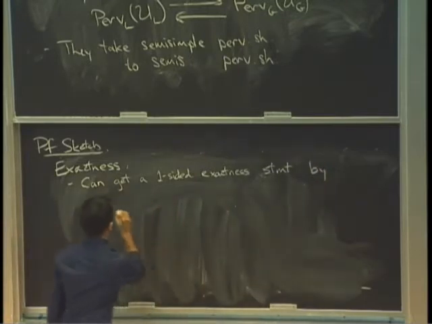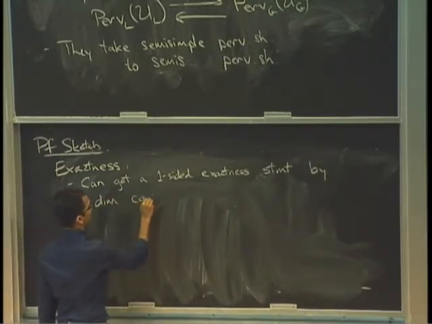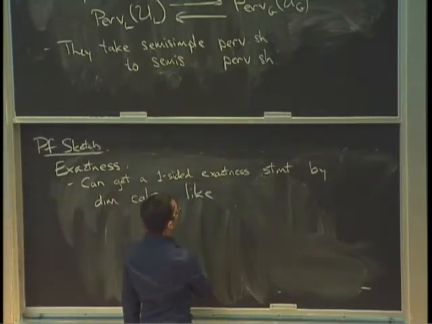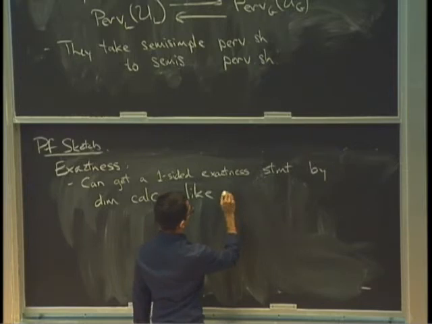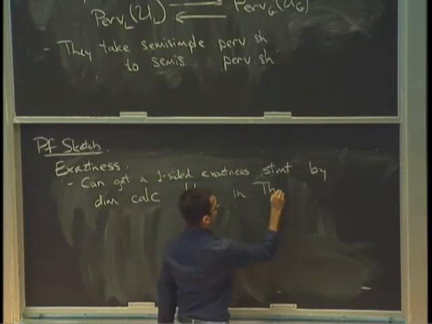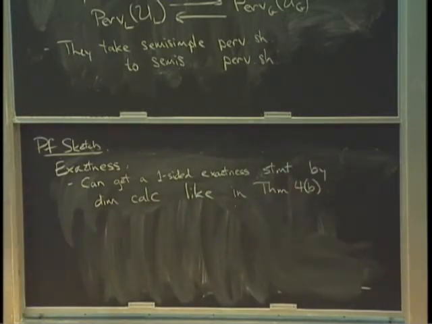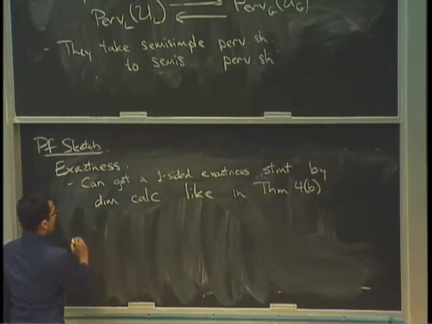By doing dimension calculations. Yesterday I told you that theorem 4 really comes down to dimension calculations. So you can do a one-sided exactness statement by doing dimension calculations, like in theorem 4b from yesterday. And you can guess which way the one-sided thing should be. In that adjoint pair, the left adjoint should be right exact, and the right adjoint should be left exact. If you prove a one-sided exactness statement for one of them, it's automatic for the other one.